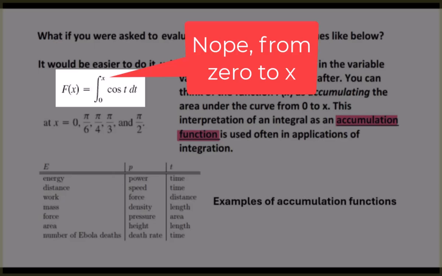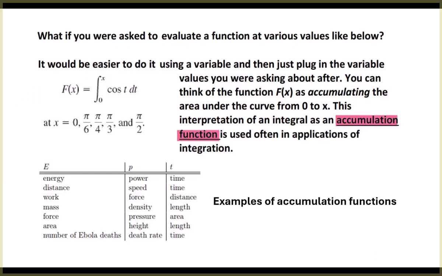Now, what could we do? Well, like the notes say, you could plug in 0 for x. Well, that'd be pretty easy. The area of that would just be 0, right? And then we could plug in each of these individual values. And so we could go through the whole integration process, really 4 times, not counting the 0, to get those answers. Or we could look at this as an accumulation function.